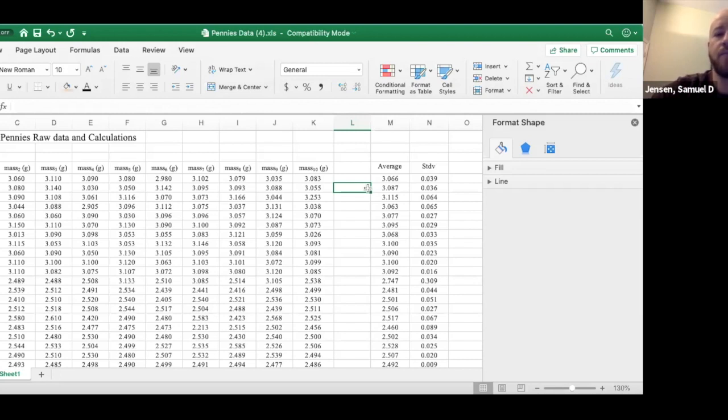Okay, so 4 pages. The data page, what you see right here, 2 graphs: average mass versus the year, and standard deviation versus the year. Then the conclusion. Okay, 4 pages submitted.